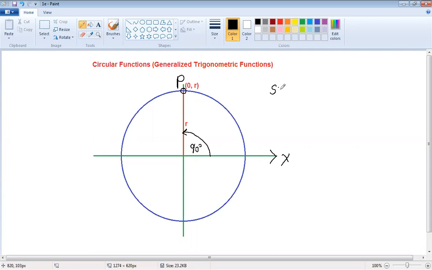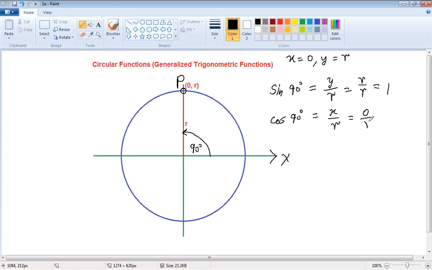So what will happen to the sine of this angle 90 degree? That means y coordinate divided by the radius, but the y coordinate is here equal to the radius. So this is radius upon radius, equal to 1. What is the x coordinate here? We have seen it is 0. So cos of 90 degree is equal to x upon radius, that means 0 upon radius, that is 0. Amraj, have you understood it?